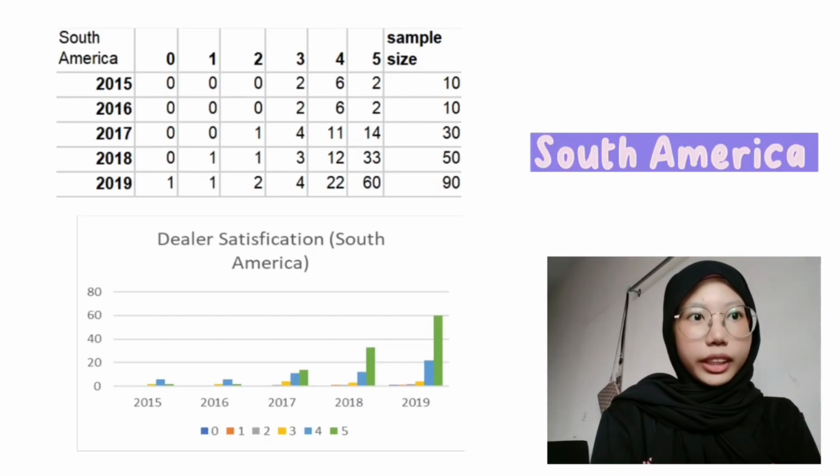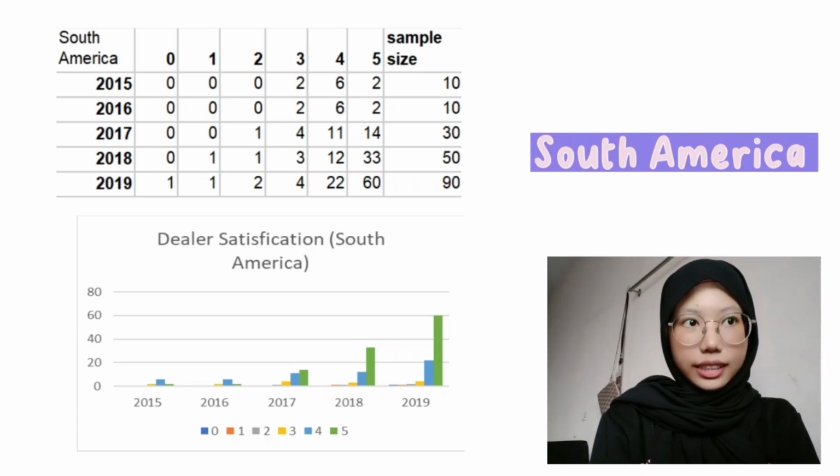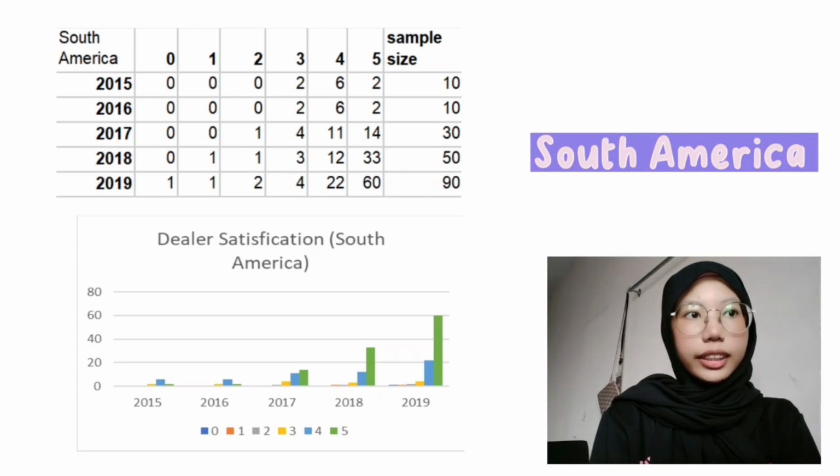Next, South America. The database and the line chart shows dealer satisfaction in South America from 2015 to 2019. In 2019, it has the highest scale, which is 60 in scale 5. Dealer satisfaction in South America on a scale of 3, 4, and 5 was consistently the same in 2015 and 2016, but increased in the following year, except for scale 4 in 2018.